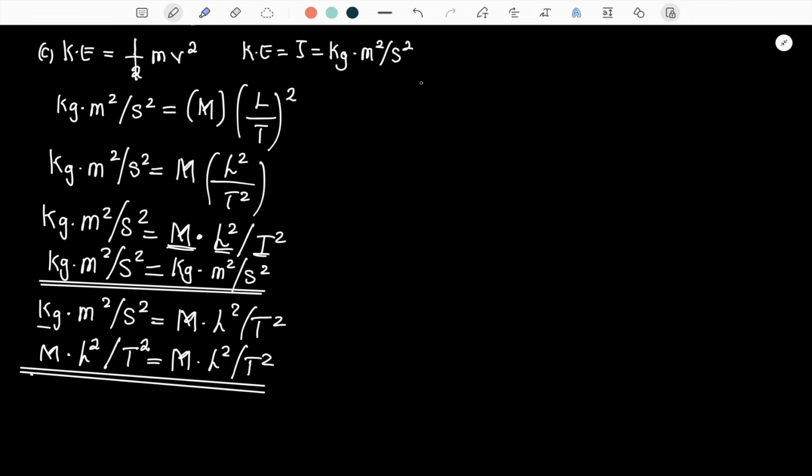Let's try to solve D. How do you use dimension analysis to prove that this formula is going to be dimensionally correct or consistent? So here the conclusion is this formula is dimensionally consistent.